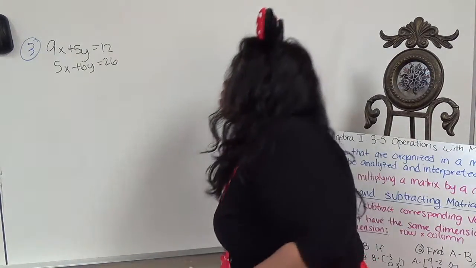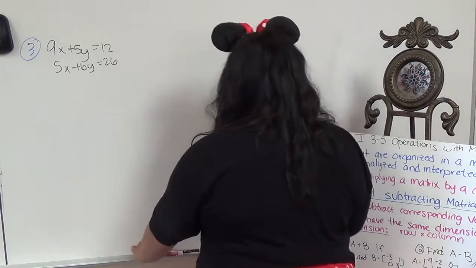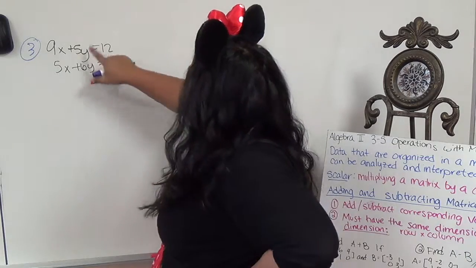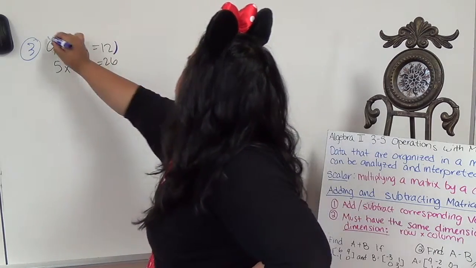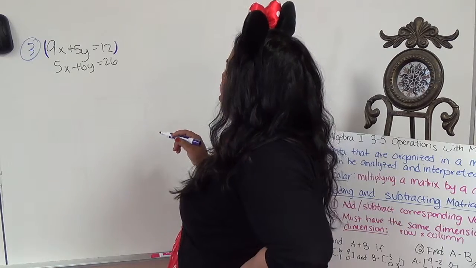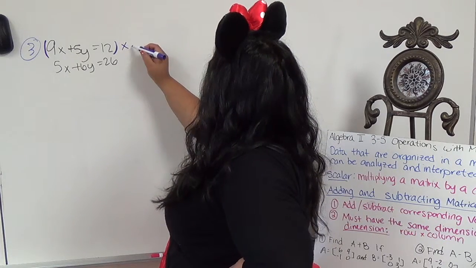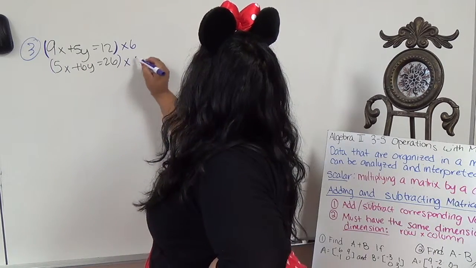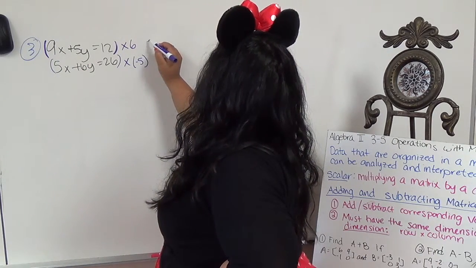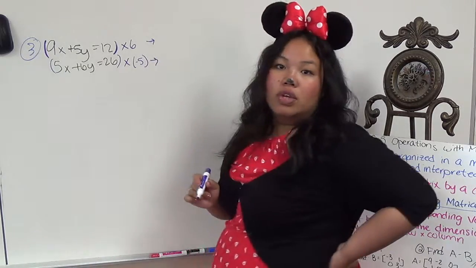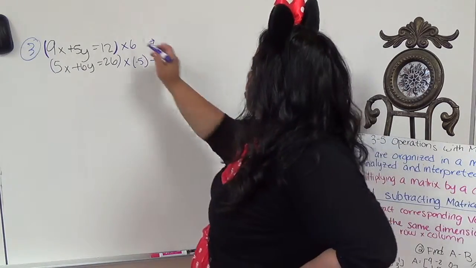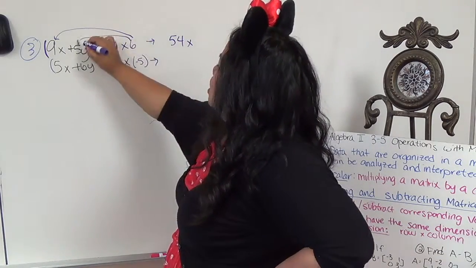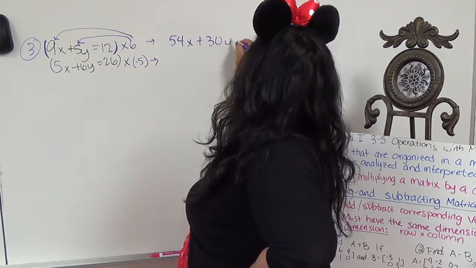Okay, so now we're going to do the same thing. I'm going to get rid of 5y. So I have to multiply this by 6 and multiply this by a negative 5. Okay? So 6 times 9 is 54x. 6 times 5 is plus 30y.